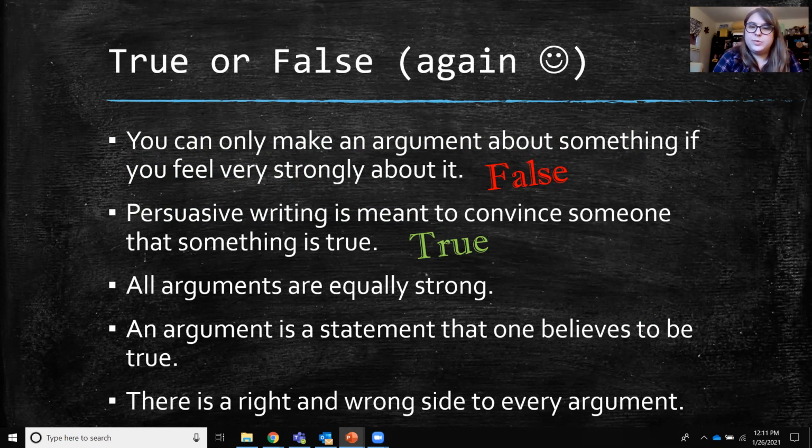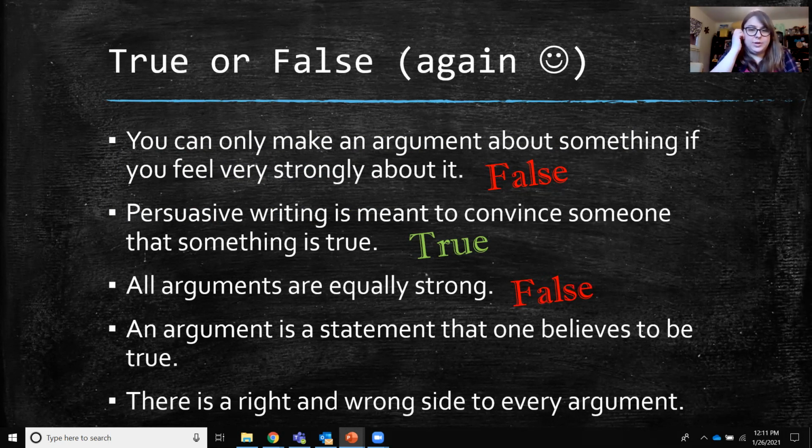Number three, all arguments are equally strong. What did you say? True or false? For me, this is false. And we just looked at that. Some arguments are really great. They do really well with giving supporting information. They give everything you need. And some I just can't talk about. I can't prove them, and they're not going to help me along my way.